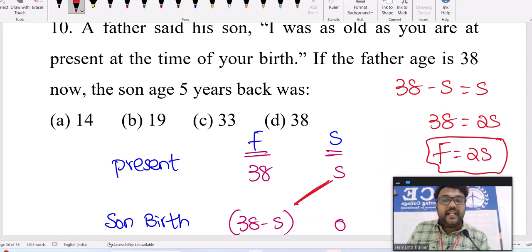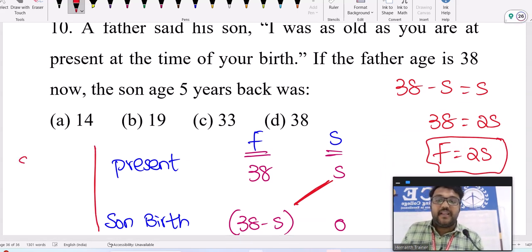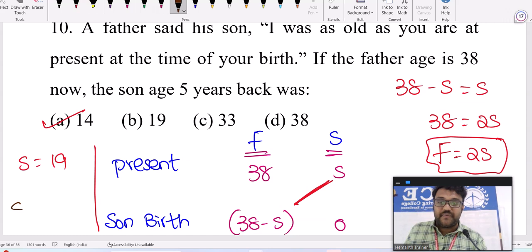The value of S is 19. That is also available in the options, but the correct answer is 14. Why 14? Because they are asking for 5 years ago, so S minus 5. That is also part of the problem.